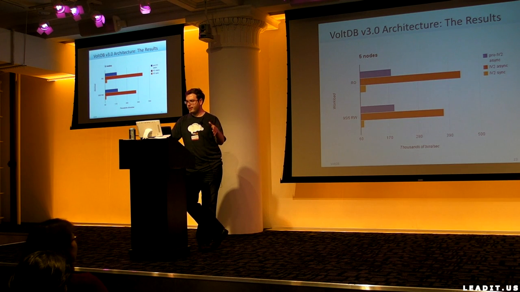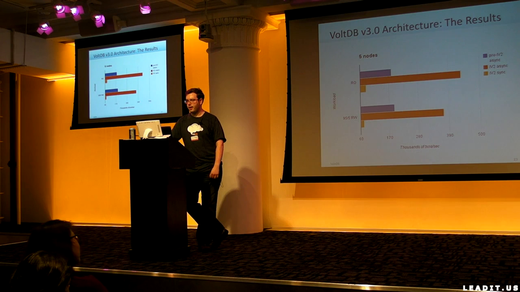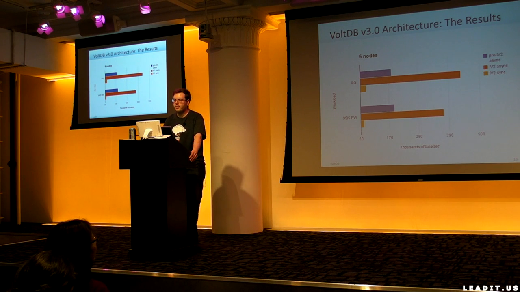Last bit about performance on this slide. The blue line is pre-ID2. Really nothing to see here. It doesn't show much of a difference between writes and reads. They actually have roughly the same overhead. But the read-only workload is twice as fast in VoltDB 3.0. Actually, this terminology is wrong. I have to update this. Pre-ID2 is VoltDB 2.0, and ID2 is VoltDB 3.0.